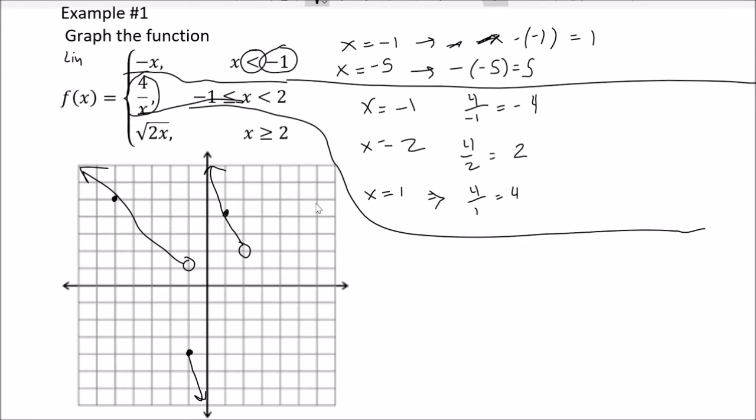Now I can go to the third chunk, and I'm going to plug in the number they gave me. So I'm going to say, okay, x equals 2. I'm going to plug in a 2. That'd be the square root of 2 times 2, which is square root of 4, which is 2. Now that's interesting. We already have that point. And here it says we're going to fill it in. So y'all, we're just literally going to fill that in.